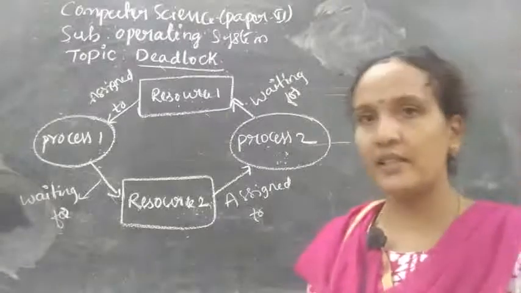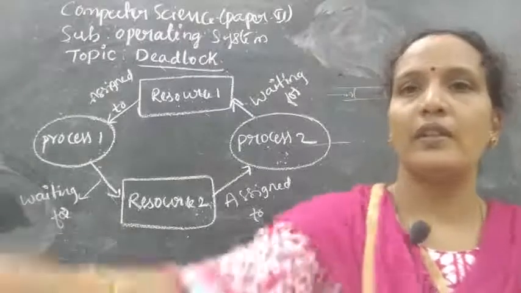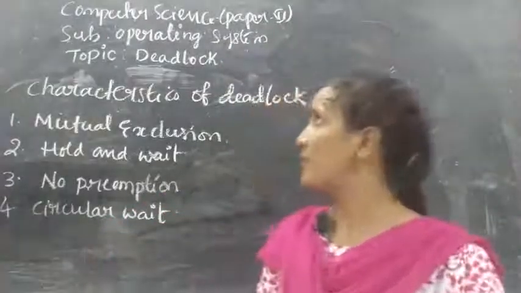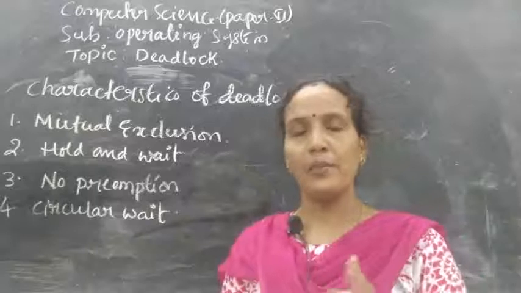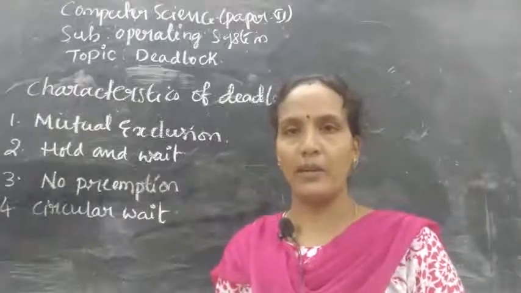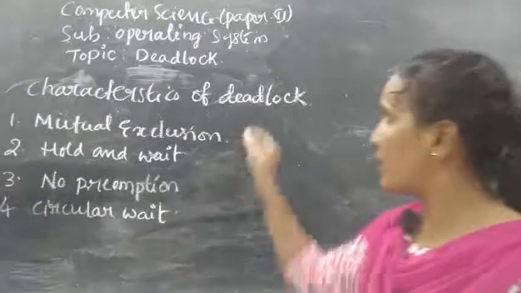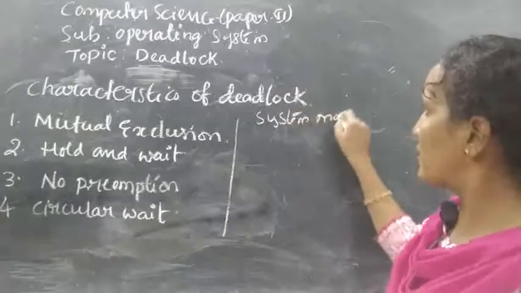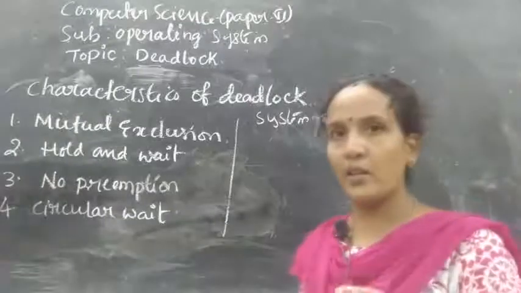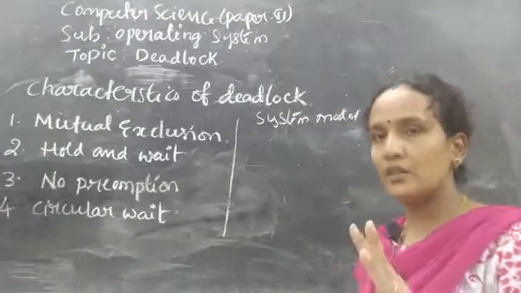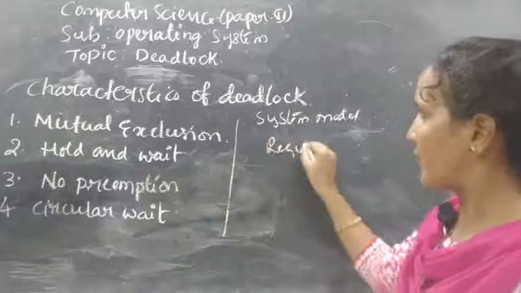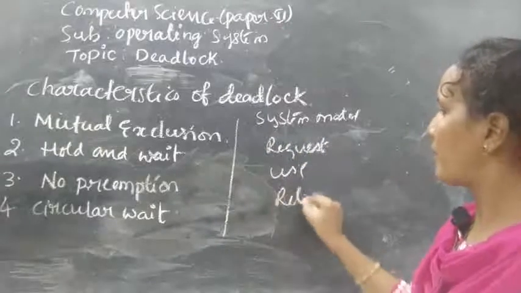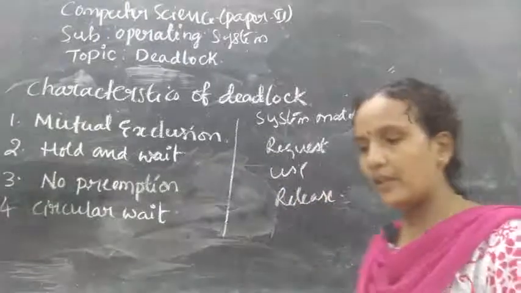Now we'll discuss the characteristics of deadlock. Okay, so here we have the characteristics of a deadlock. Actually, before the characteristics of deadlock, I've not given the system model, the deadlock system model. It is a simple system model. In the system model, we have three components, three factors actually: request, use, release. Okay, three things we have.